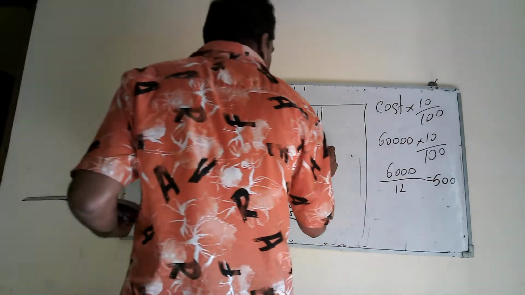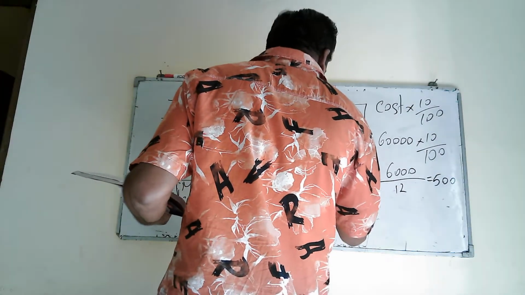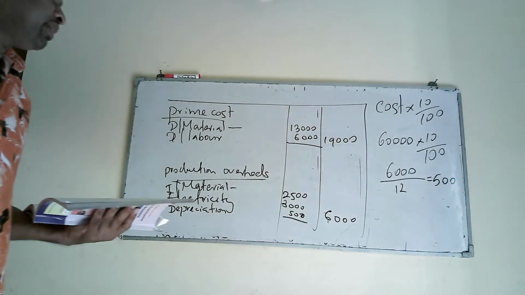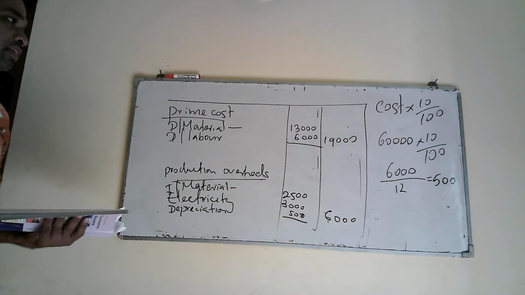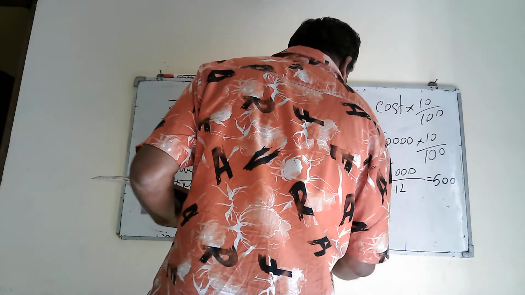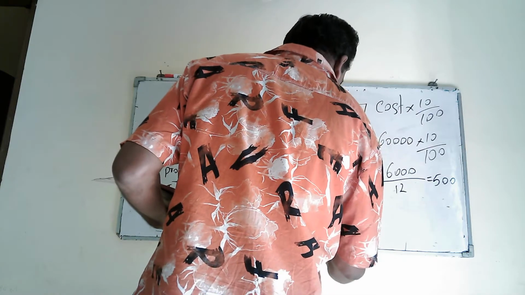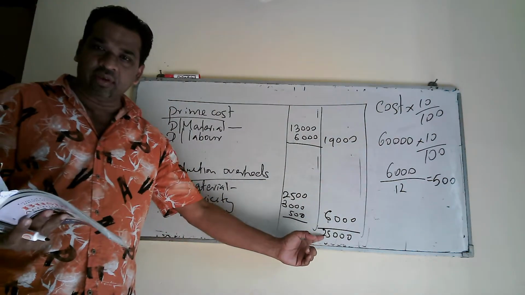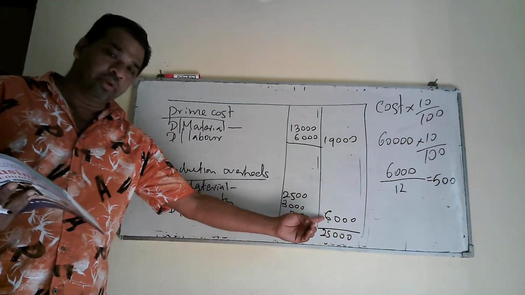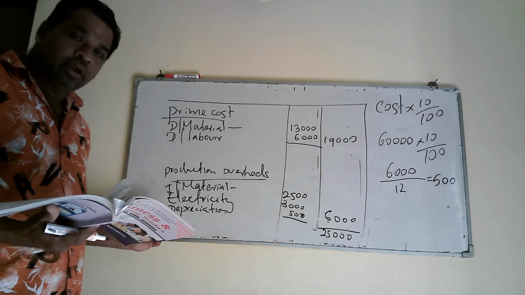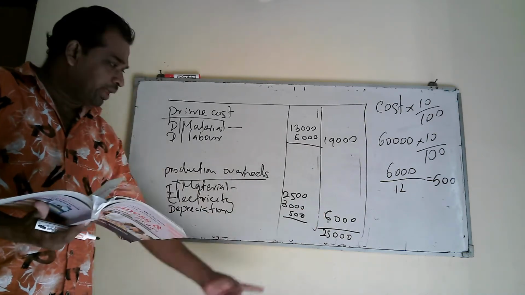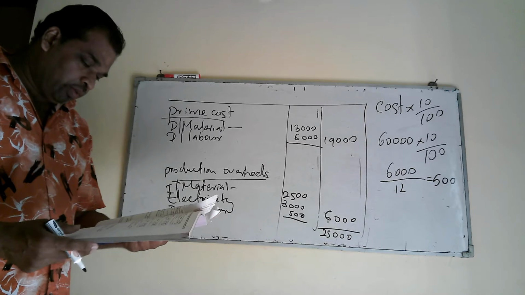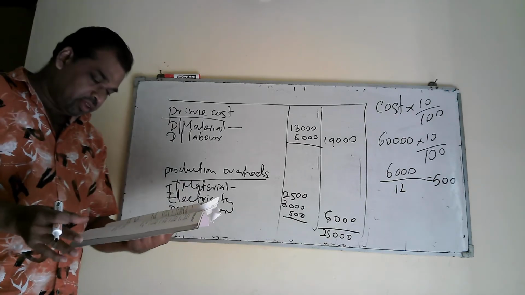Direct cost will be 90,000. Indirect cost will be 6,000: 2,500, 3,000, 5,500 plus 500, 6,000. Altogether, you can take total cost 25,000. Parallel to this answer, you write total production cost. Parallel to 6,000, that is the addition of indirect cost, you write total overhead cost. Parallel to 25,000, you can write total production cost. Right. Then we have to prepare the statement of production cost.